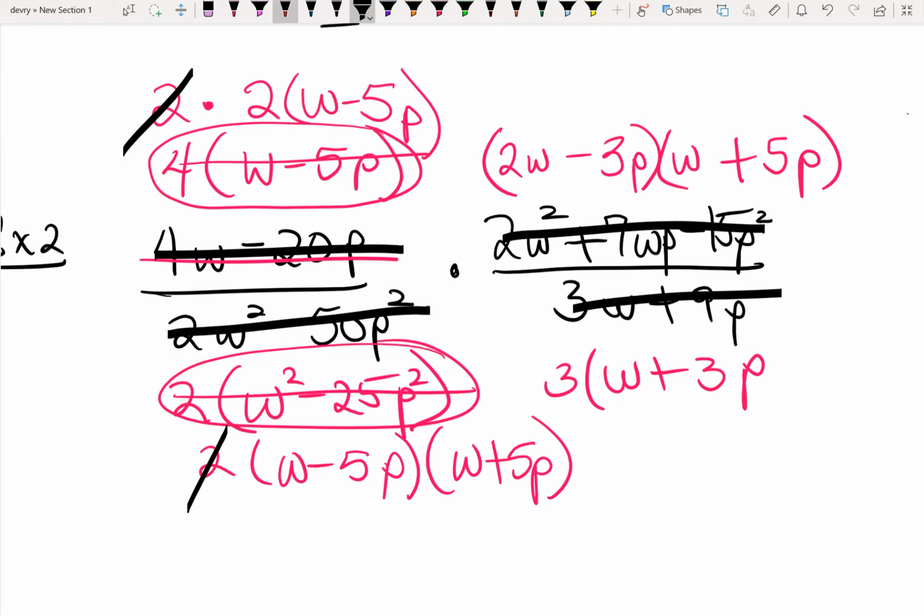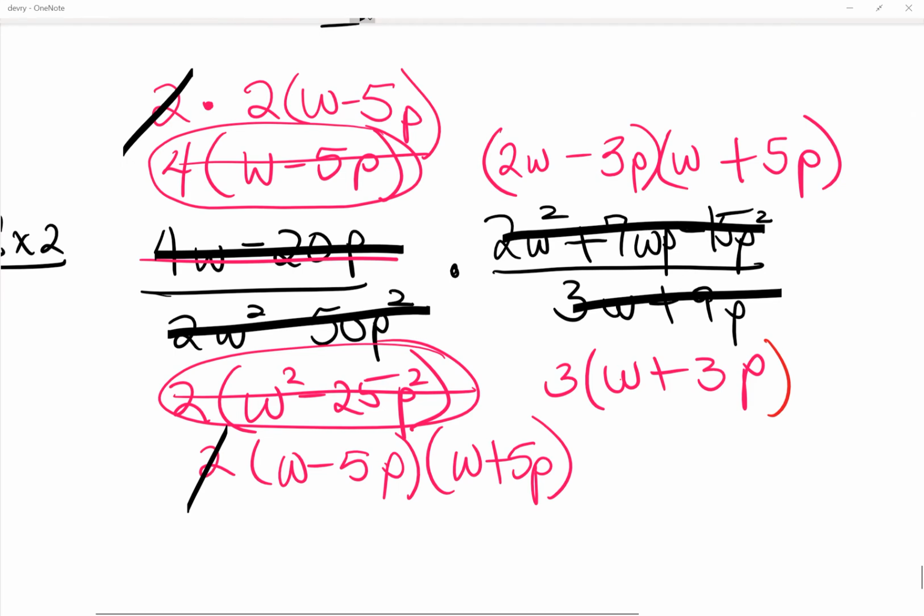This case, the 3w plus 3p, well, look at here. Is that something that I can cancel? So it is not. So w plus 3p will stay. The w plus 5p has to go with this one.